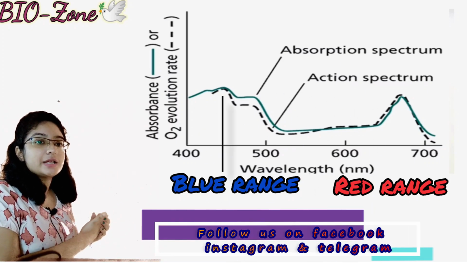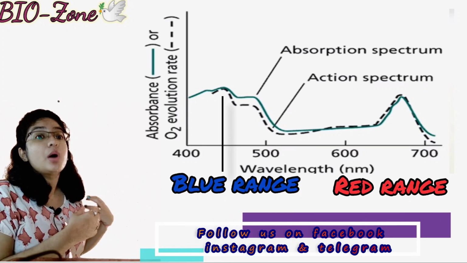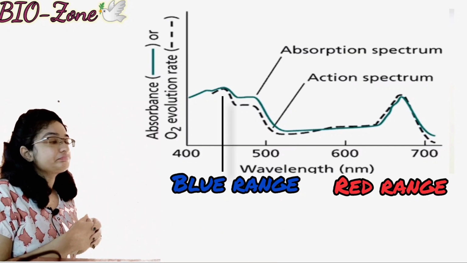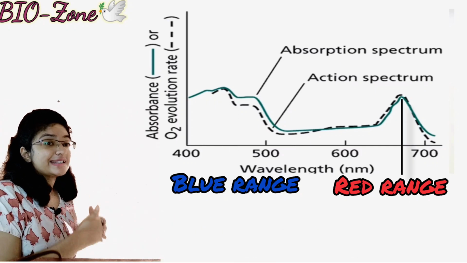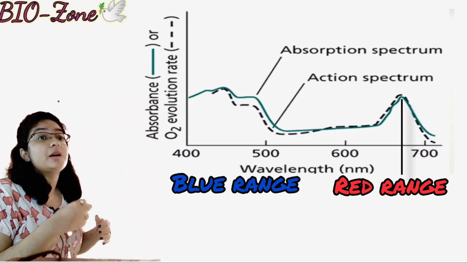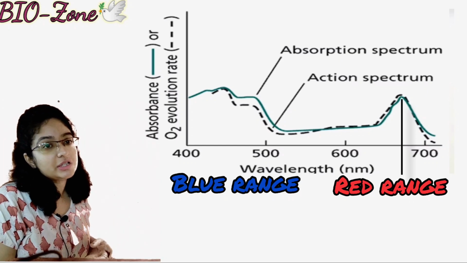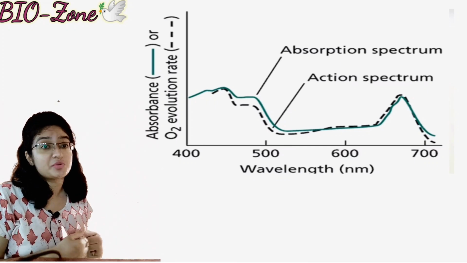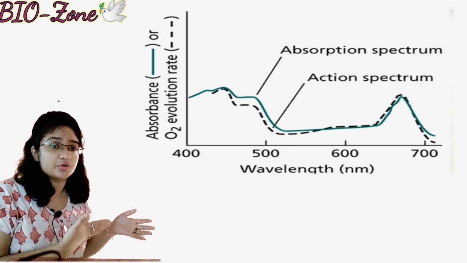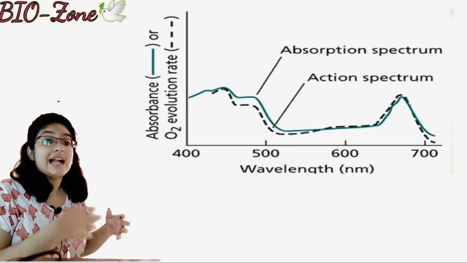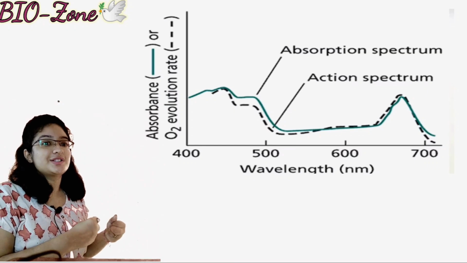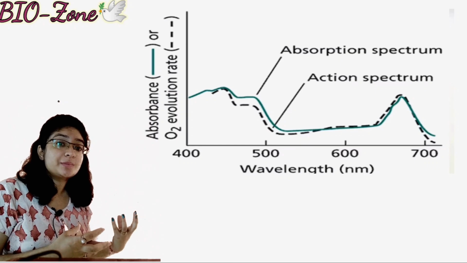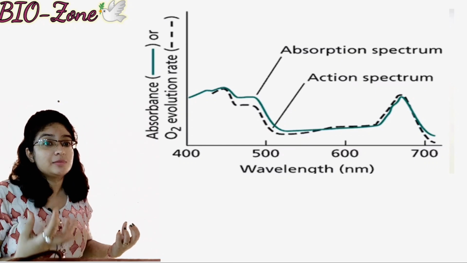In the case of blue light, we can see that the absorption spectra is much higher relative to the action spectra. And in the case of red light, we can see that the action spectra is much higher than the absorption spectra. So this is the basic difference between the action and the absorption spectra, which we can see in the graph also. So depending on this and on their acceptance of light in the different regions, we differentiate the accessory pigments and the main pigments.